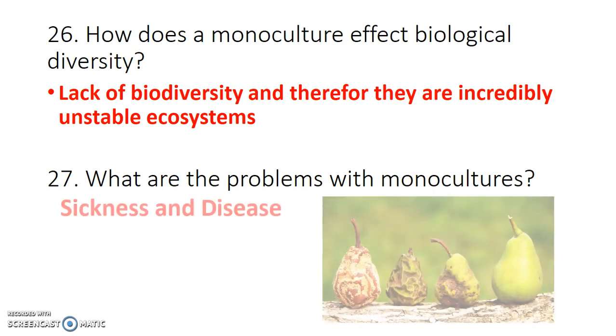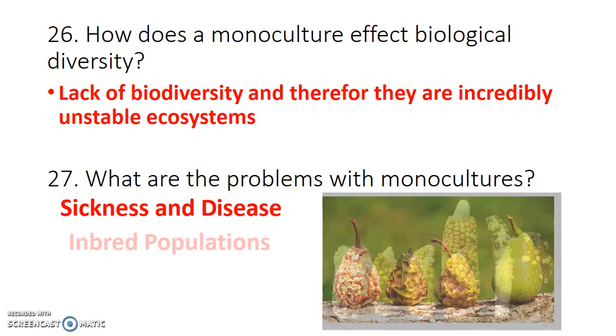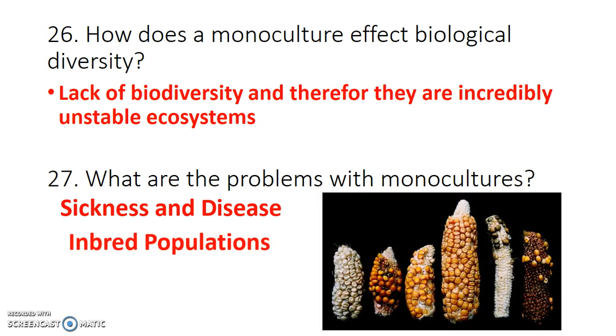Number 1, it breeds sickness and disease in plants. Same plant, planted over and over again. When one gets sick, they all get sick. Number 2, since we're always planting the same hybrids over and over and over again, because we always want our mangoes to taste the same and our apples to taste the same, monocultures cause inbred populations, and there's some inbred corn.